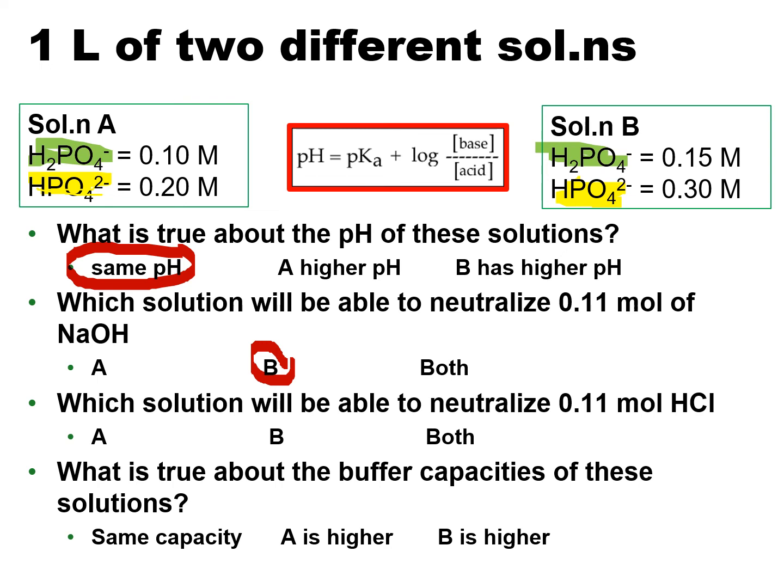If we have the same amount, 0.11 moles of a strong acid, in this case, the component in the buffer that will react with the HCl is going to be the weak base, so it's going to be the monohydrogen phosphate, for which I have 0.20 moles per liter in solution A and 0.30 moles per liter in solution B, so both are larger than 0.11, so both will be effective in neutralizing that. Now, what can I say about the buffer capacity? I can say that B, because it has a larger absolute amount, even if it has the same pH, has a higher capacity.